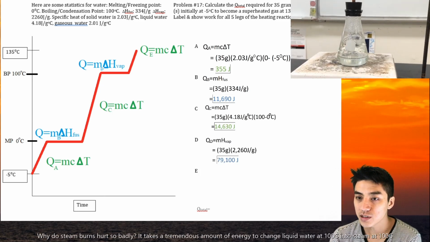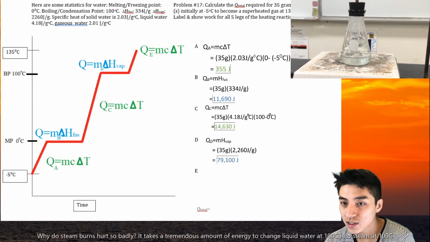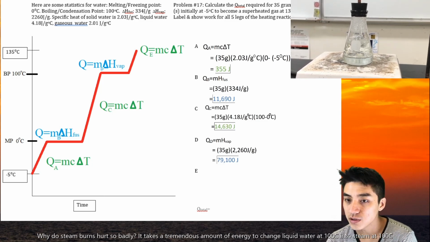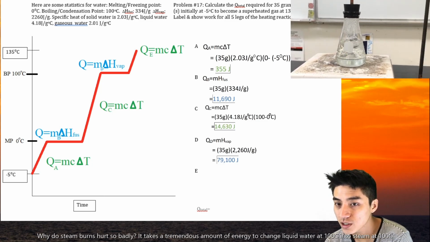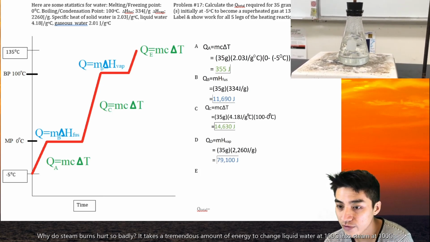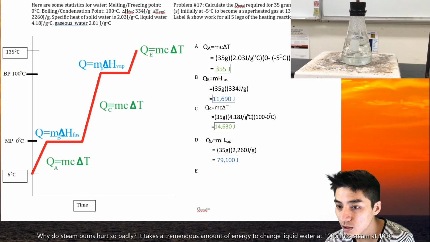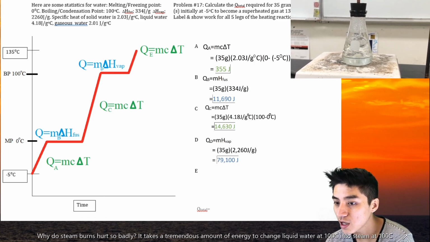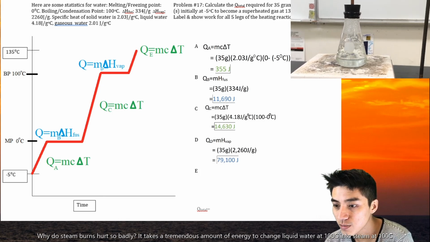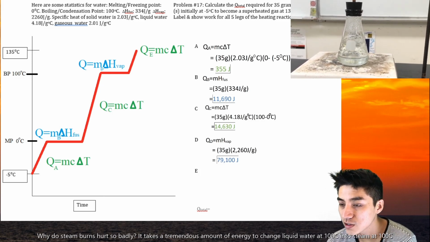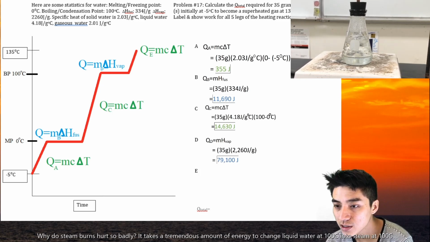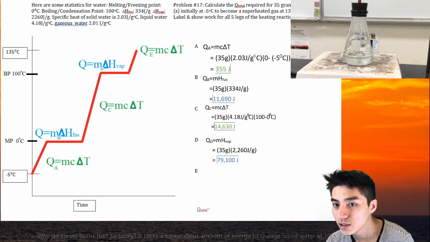Leg D represents the transition that water makes into steam. There's no temperature change here, so you have to use the equation Q = m ΔH vaporization. So again, for mass, plug in 35 grams. For delta H vaporization, this is a known published value that is 2,260 joules per gram. You can see there it takes a tremendous amount of energy. It takes 79,100 joules to change 35 grams of water into its gaseous form.